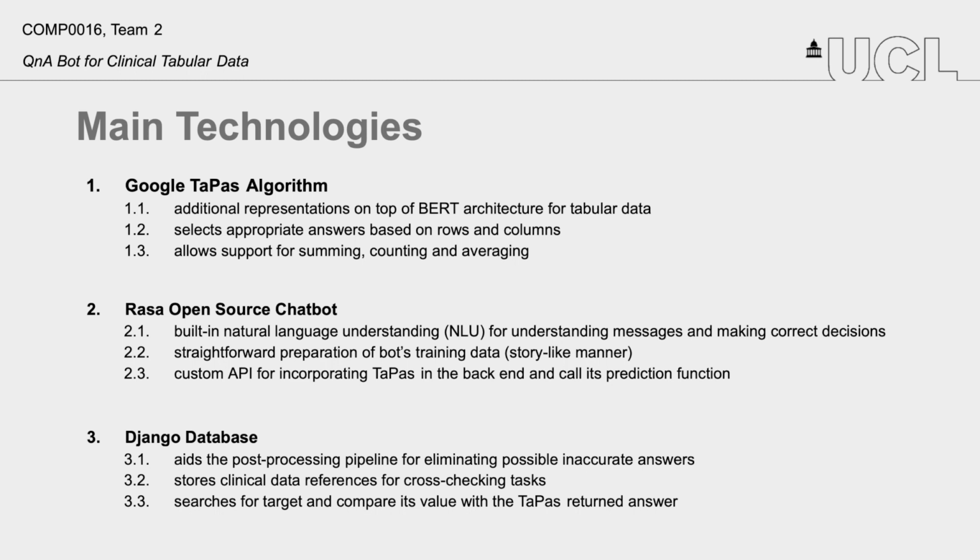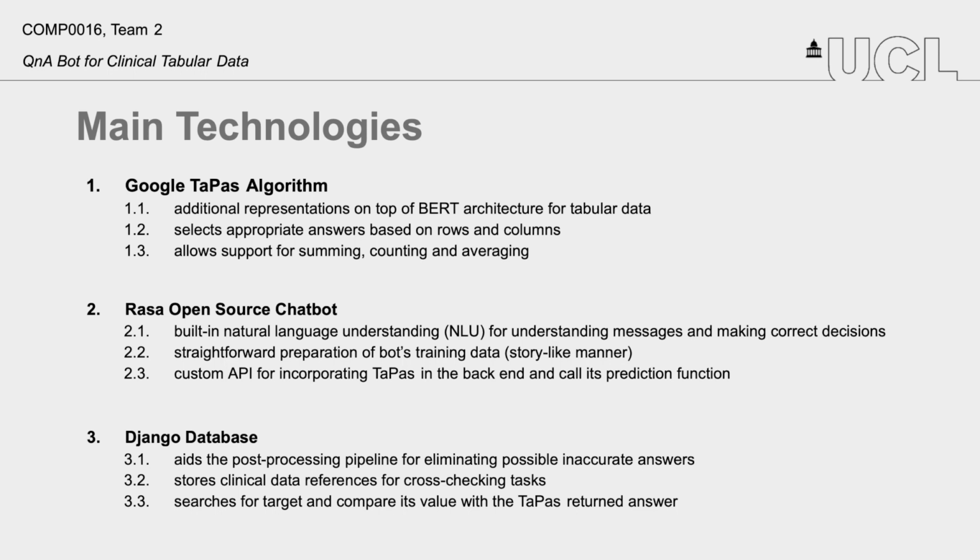One of the spotlights behind the scene is the Google Tapas, also known as the table parser algorithm. As an overview, the algorithm is made by extending the existing natural language processing BERT architecture and introducing additional representations for recording the tabular structure of the data. This allows the model to identify the relationship between rows and columns, then predict the appropriate answers.